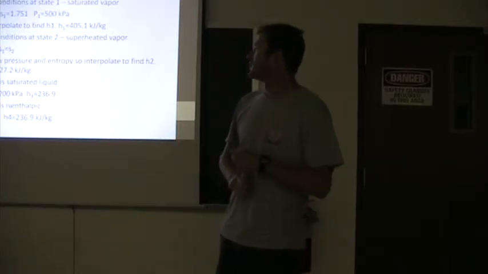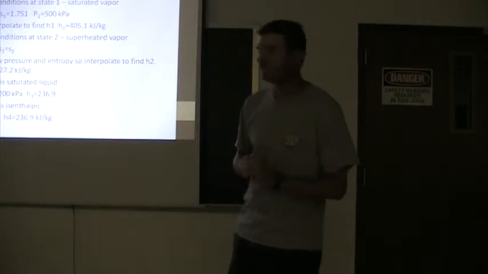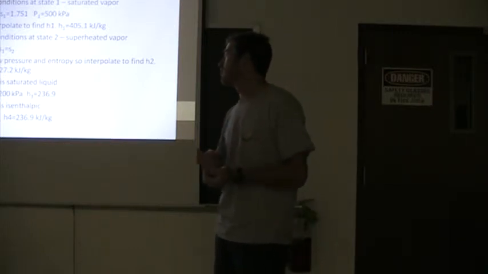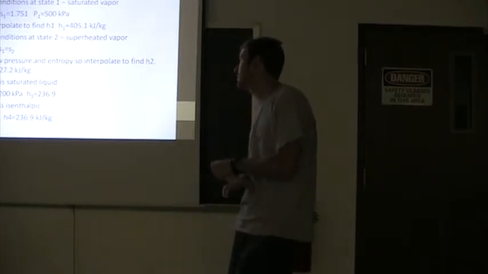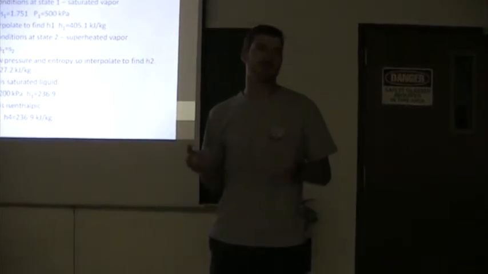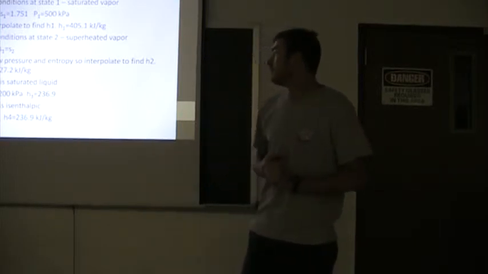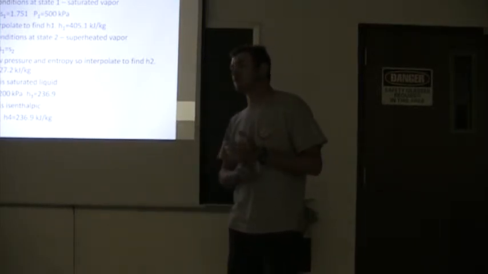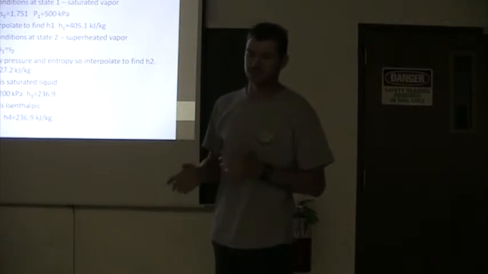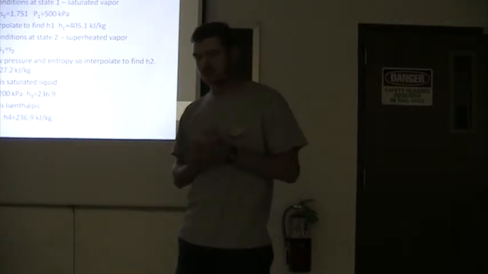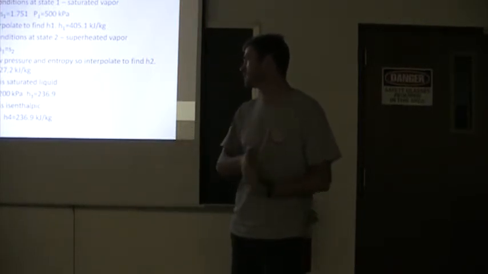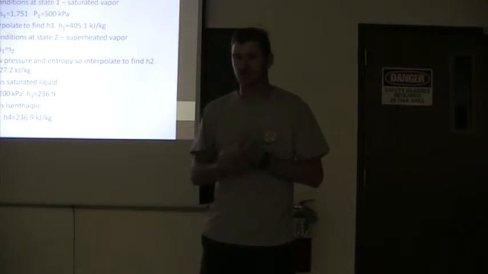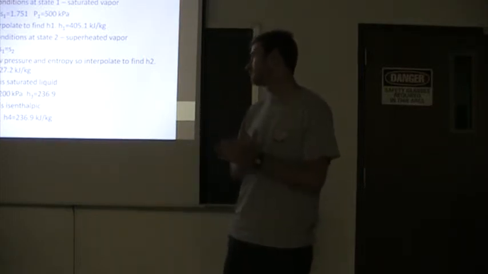For the first step, I need to find the conditions at state 1, which was the saturated vapor. You knew the pressure, so from there you could find the entropy, and then you can interpolate to find the enthalpy. Then you use the conditions in state 2. It's a superheated vapor, but you know S1 equals S2, so you have 2 states, so you could find H2 with that. The same with state 3, it's a saturated liquid, so you know all the states. And state 4, it was isentropic, and all you needed was the enthalpy for state 4.